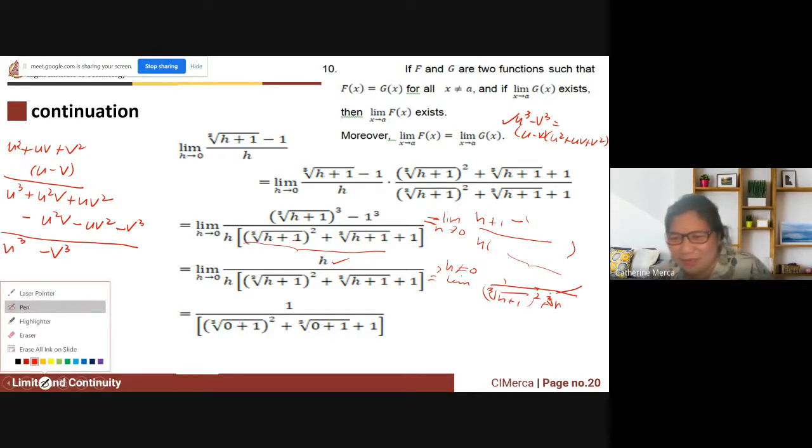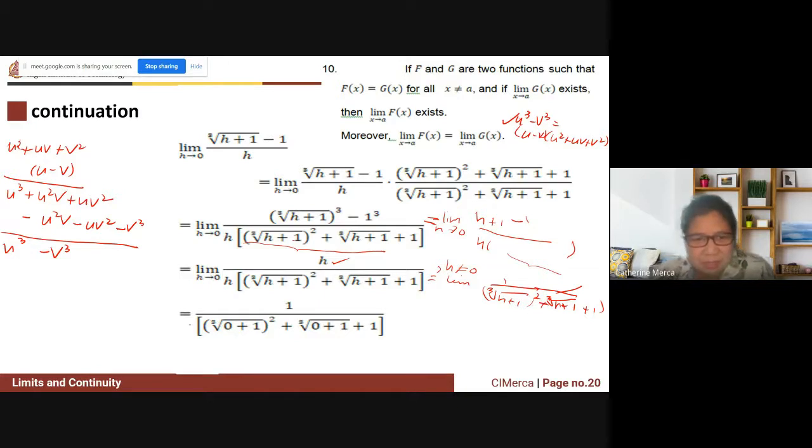H plus cube root yan ha. Cube root of h plus 1 plus 1. Okay? So this one, may plus yan. Ito na yan. Since h is not equal to 0, as h approaches 0, you can simply rewrite it as, ma-divide out na siya. Pag divide out, then that's the time that when you take the limit, you can substitute out the value of h now equal to 0. It's 1 over cube root of 0 plus 1 squared plus cube root of 0 plus 1 plus 1.